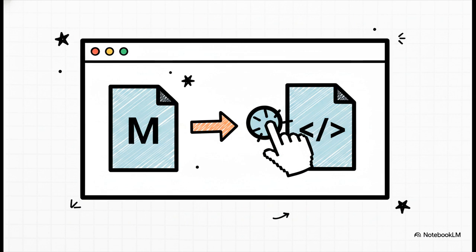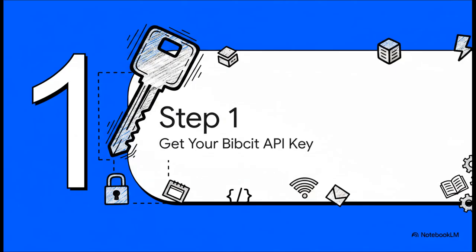In the next few minutes, we're going to walk through step by step how to set up the Bibcit Any2HTML plugin. We're talking a true one-click conversion, and you never even have to leave your WordPress dashboard. Okay, let's dive right in.